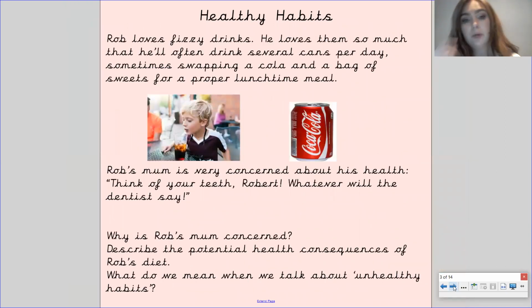So I've got an example here for you. I'm going to read it out to you, and then I'm going to ask you some questions about what you think. So Rob loves fizzy drinks. He loves them so much that he'll often drink several cans per day, sometimes swapping out a cola and a bag of sweets for a proper lunchtime meal.